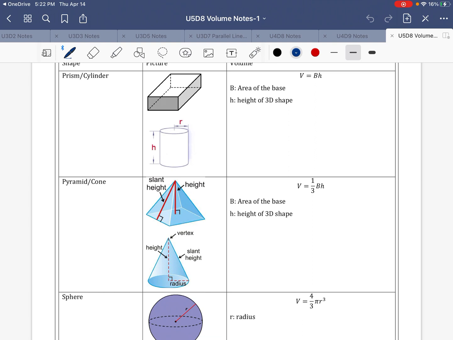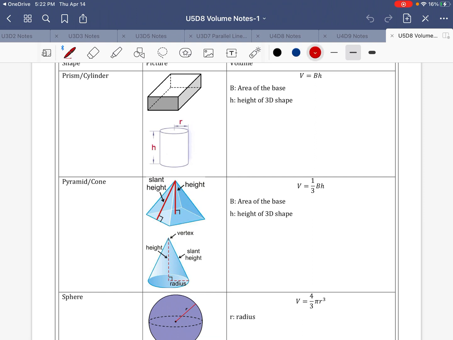So, when we're finding the volume of a prism or a cylinder, we're going to use our volume equation, area of the base times the height of your three-dimensional object. So the same way that we've been defining the base and the height in our surface area formulas, it will be the same B and the same H.